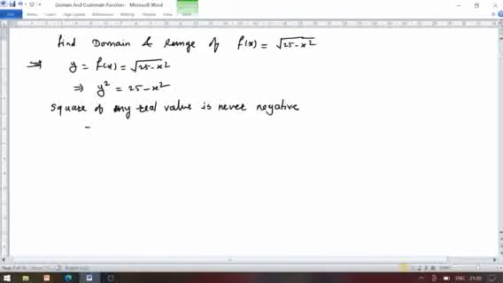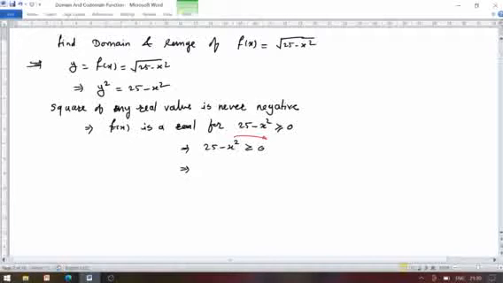That implies the value of f of x is real only if 25 minus x square should be greater than or equal to 0. So we now have the inequation 25 minus x square greater equal 0, and we are solving this inequation. After shifting x square, it becomes positive, so 0 plus x square becomes a positive x square.